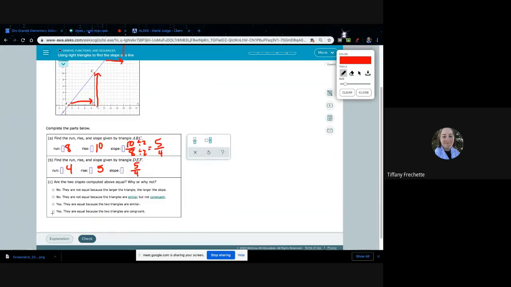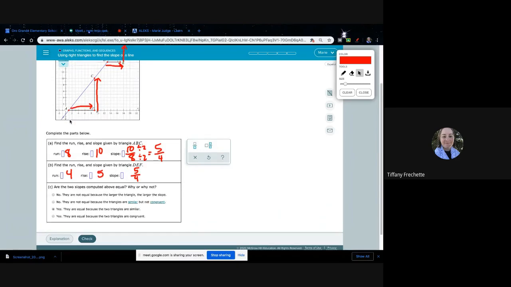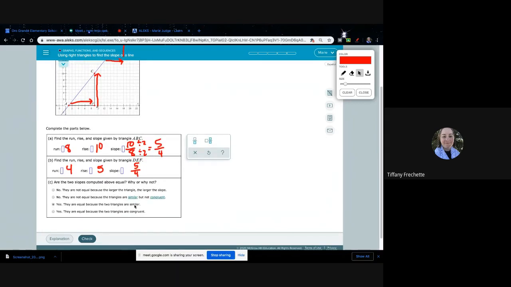So then we just need to decide: yes, they are equal because the two triangles are similar, or yes, they are equal because the two triangles are congruent. The two triangles are not congruent. They're similar because they're different sizes. They're the same shape, both right triangles with the same slope for the hypotenuse, but they're not the same size. So they're not congruent, they're similar.